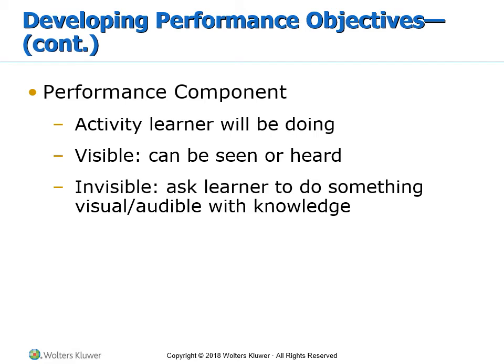So for the performance component, again, this is the activity the learner will actually be doing. Now we have our visible performance, which can be seen or heard. So if I ask somebody to do something, or it can be invisible, where I ask the learner to do something visual or audible with the knowledge. So again, if I want to demonstrate that you have something in your brain, I can't actually look at your brain, but you can do something with the knowledge in your brain.